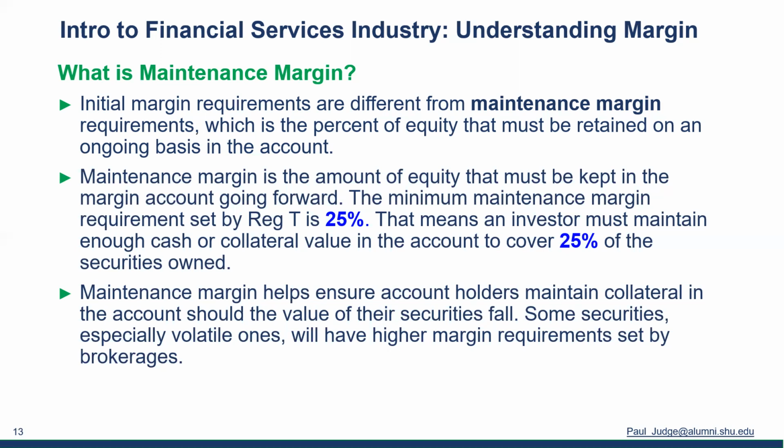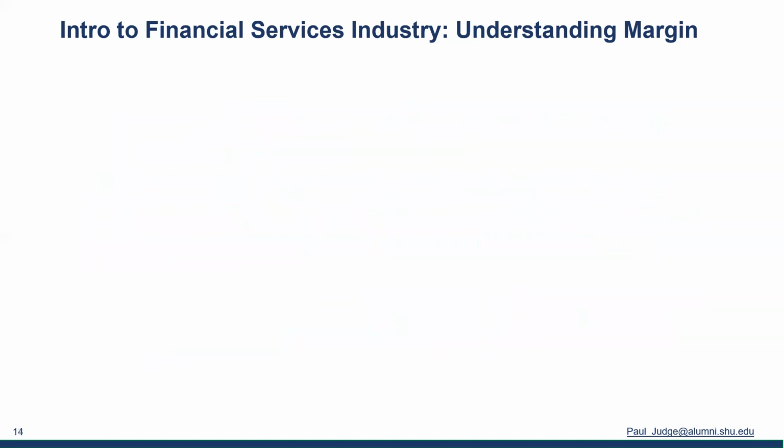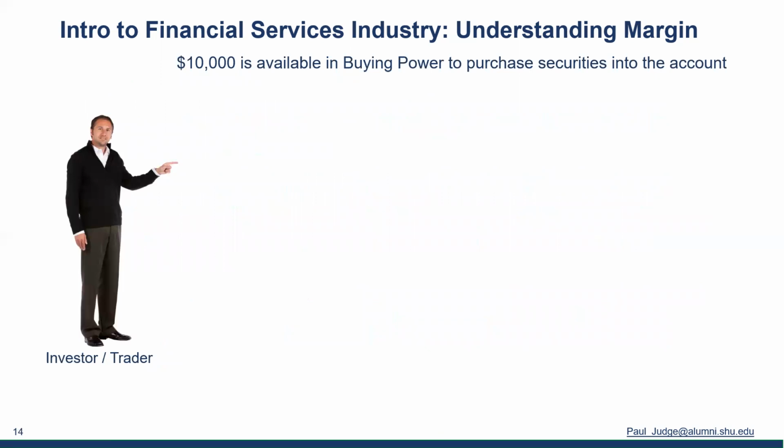So we talked about initial margin. That's what you need when you buy the security. Now the security is in the account and all you're doing is holding it. You have to have a maintenance margin going forward. So what does that look like? Let's go through the example.